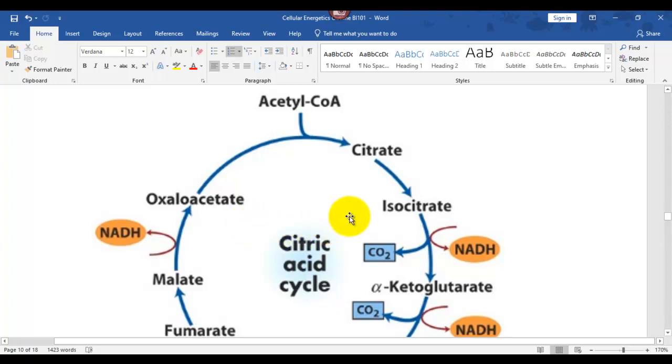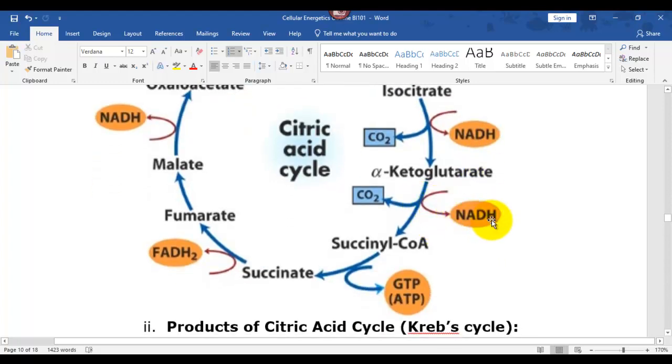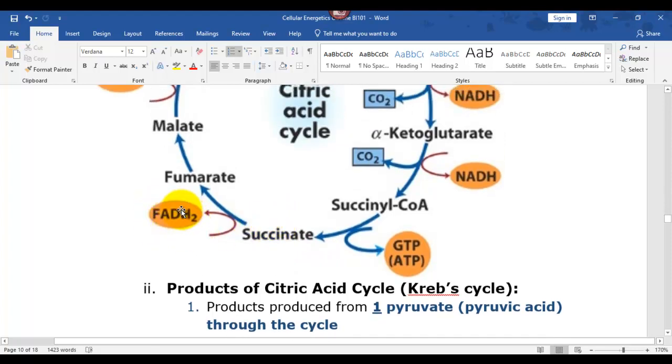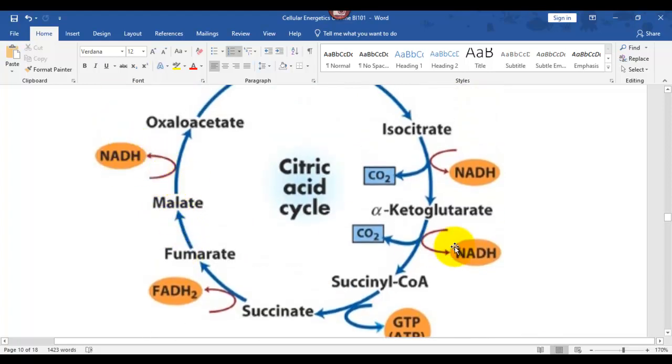oxaloacetate. But do you see in the process, here you're getting more energy carriers. See those? There's some NADH that's been reduced. I'm not going to worry about this one. It's just simply the same thing as saying ATP. It's called guanine triphosphate. Here is a flavin, the FAD. See, that gets reduced. Some more energy carriers. And then you get another one here.